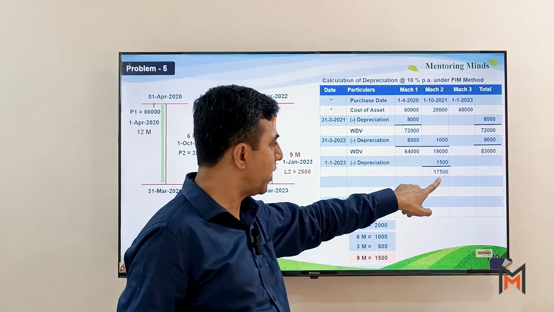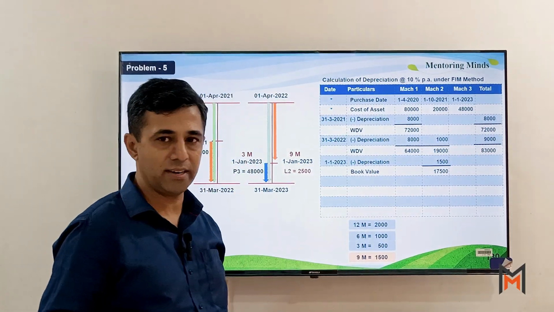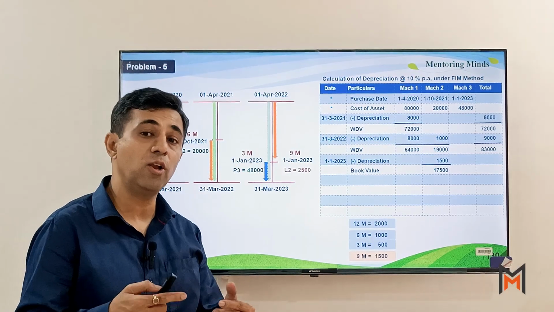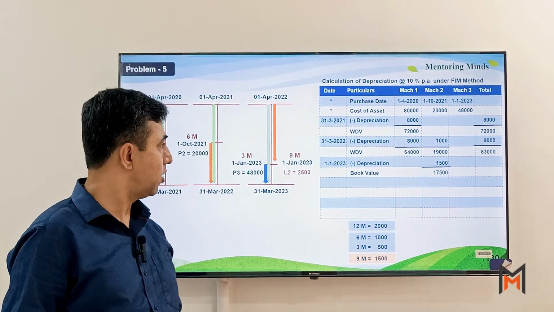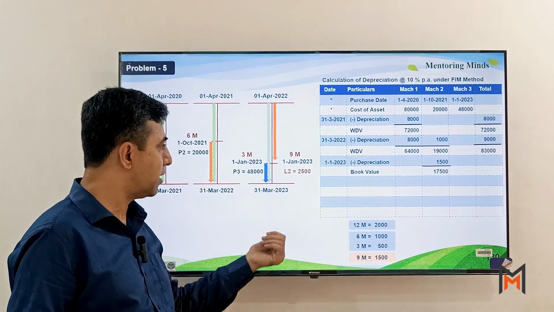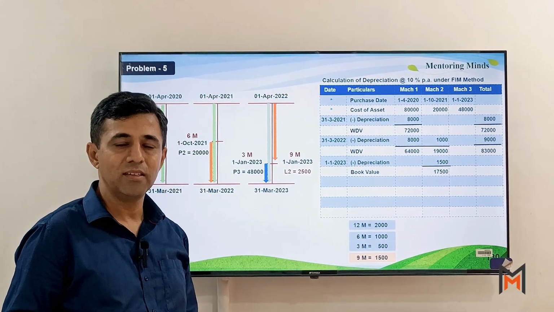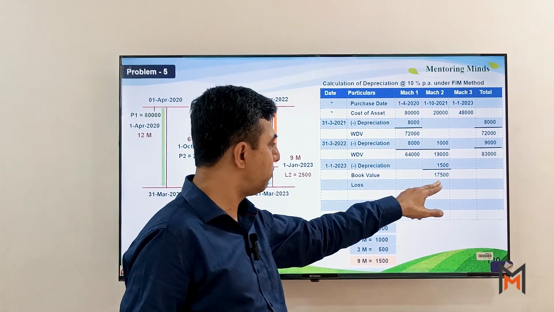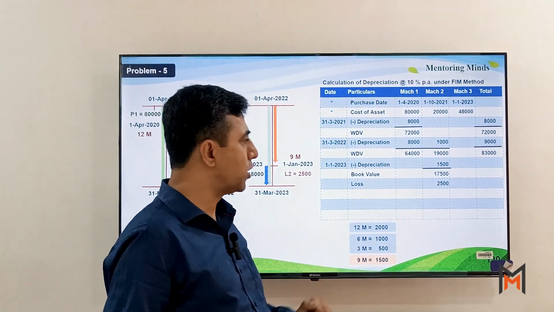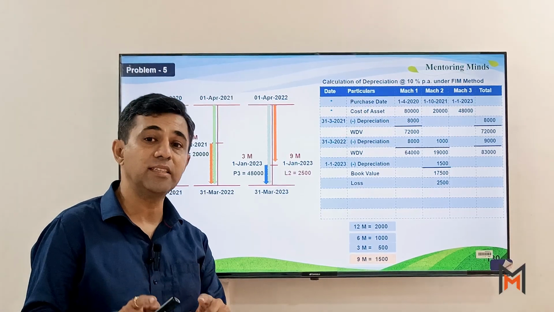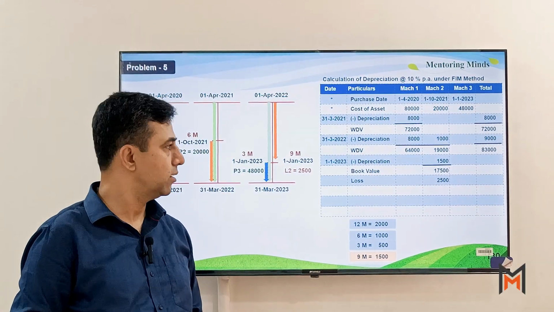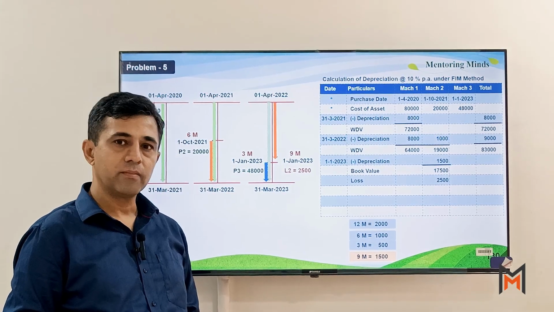Less करेंगे तो book value is 17,500. ये 17,500 की asset हमने लॉस में बेची. सर लॉस में यानी ज्यादा में बेची होगी या कम में बेची है? सर कम में बेची है. So here the book value is 17,500 and the loss is 2,500. तो हमने इसे कितने में बेचा? 15,000 में या 20,000 में?